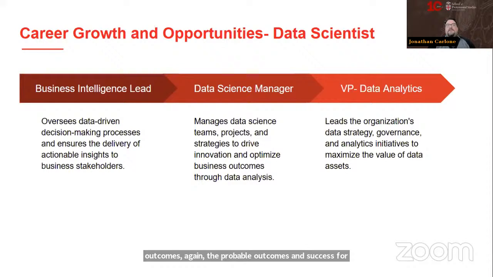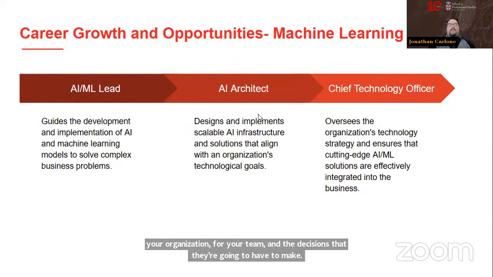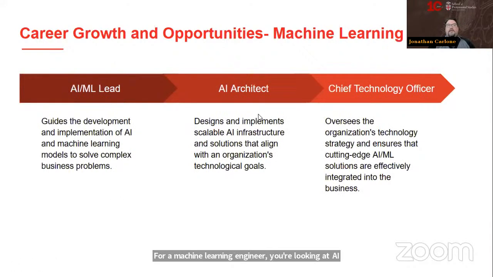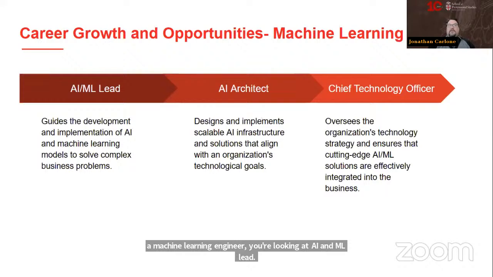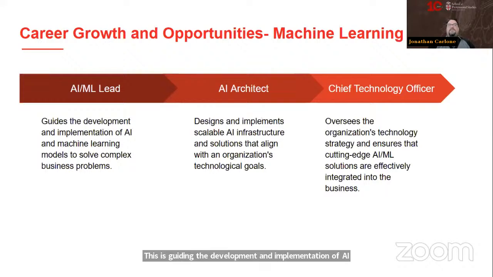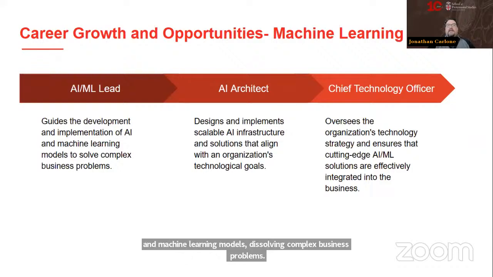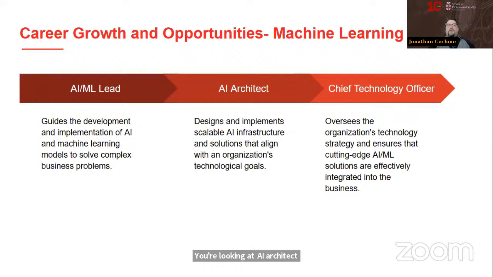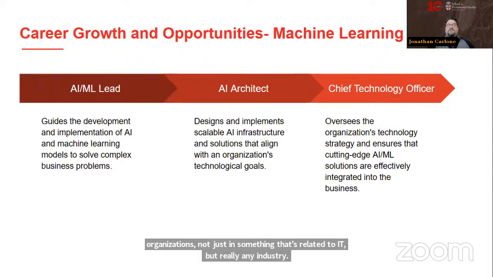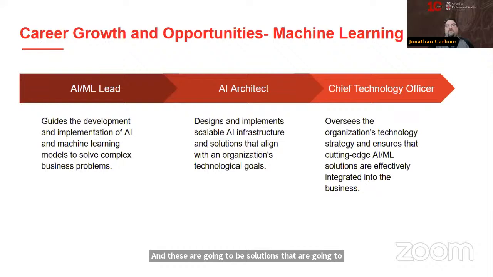For a machine learning engineer, you're looking at AI and ML lead. This is guiding the development and implementation of AI and machine learning models to solve complex business problems. You're looking at AI architect, designing and implementing scalable AI infrastructure for whatever your organization may be. And we know now that AI is going to be used in all sorts of industries, all sorts of organizations, not just something related to IT, but really any industry. And these are going to be solutions that align with an organization's technological goals and their growth.